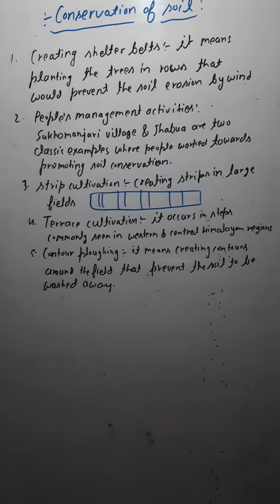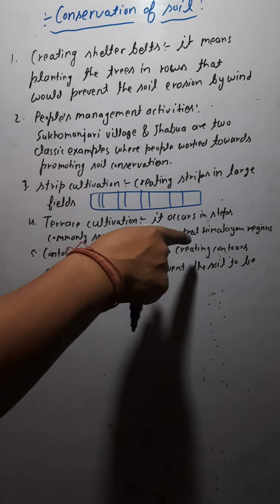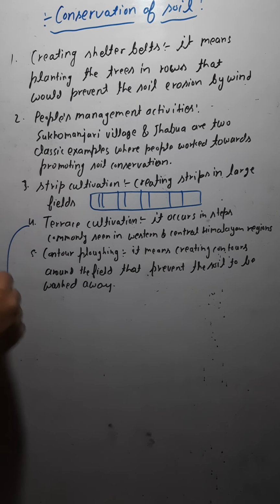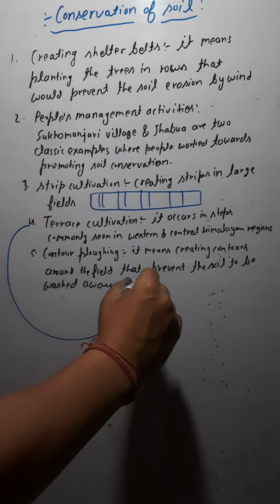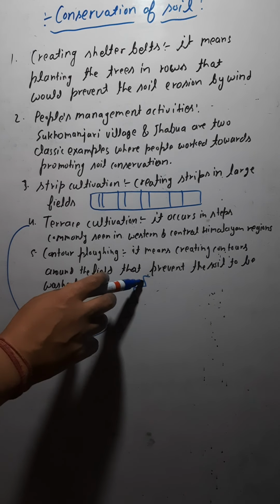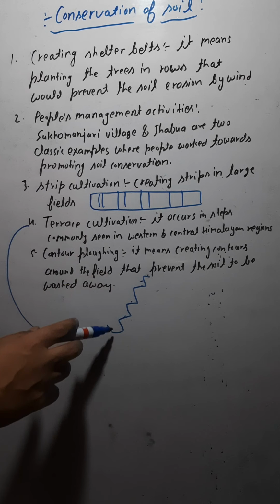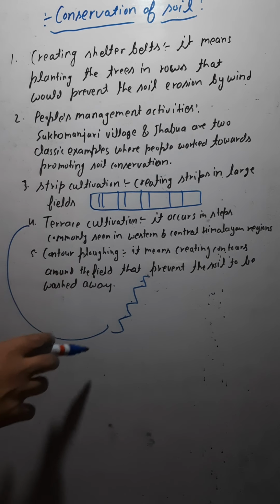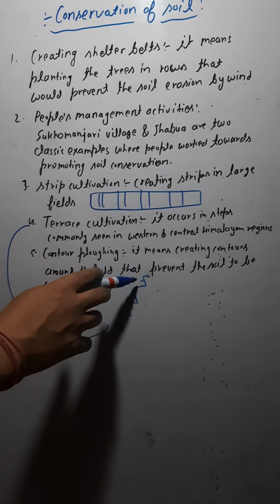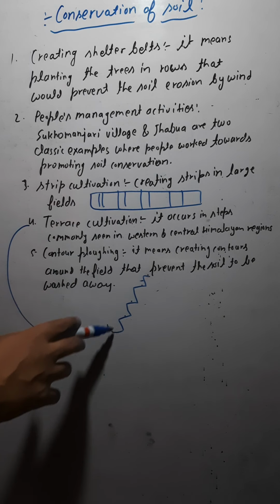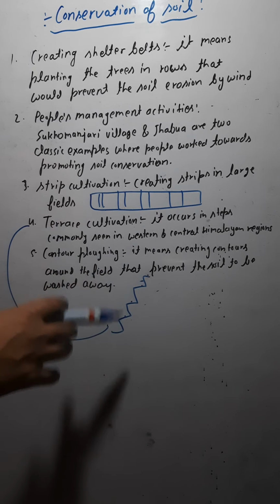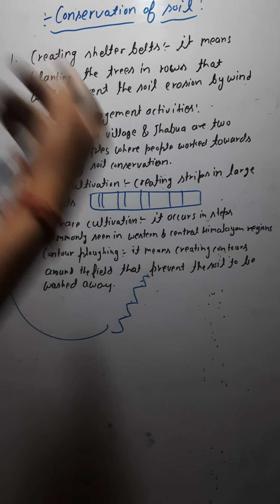Similarly, we have terrace cultivation, which you can see in mountainous regions, like the western and central Himalayan region. Terrace cultivation means creating steps like this, so here you would have fields, and here you would have fields. In the steps you are having the fields. This cultivation is known as terrace cultivation, and it also promotes soil conservation.